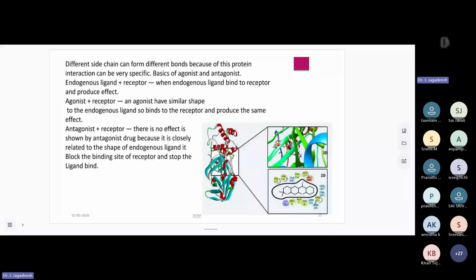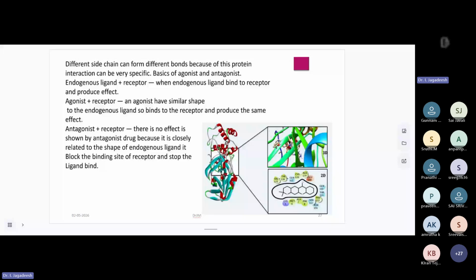The endogenous ligand is already present and interacts with the receptor. When an endogenous ligand like insulin is present, it interacts with the insulin receptor, which causes an inflow of glucose, resulting in a conversion of ADP to ATP and releasing energy. So this is what happens when the endogenous ligand binds to the receptor and produces the effect. This is present already in our body; it is existing.